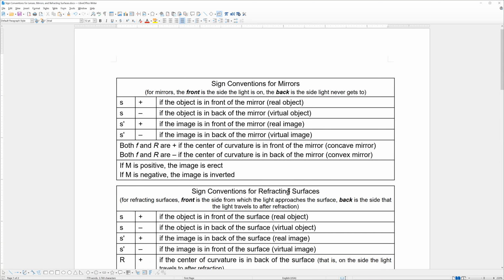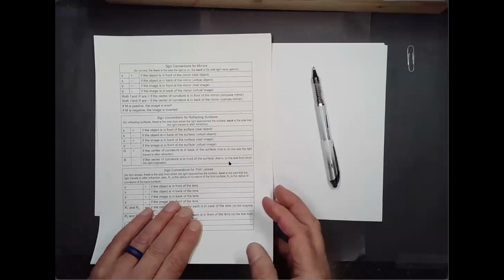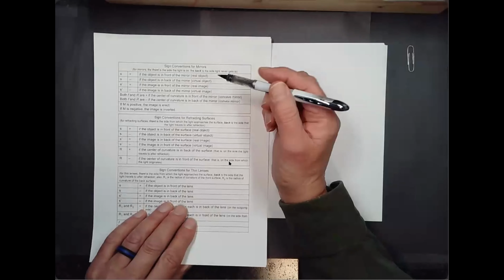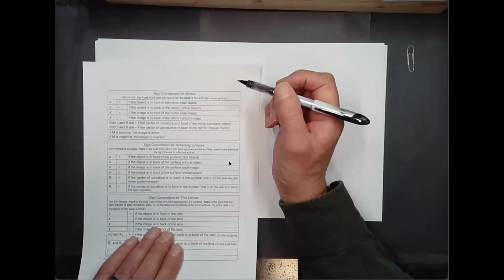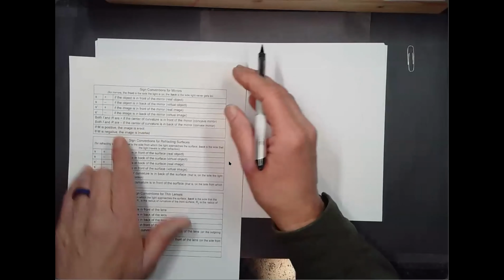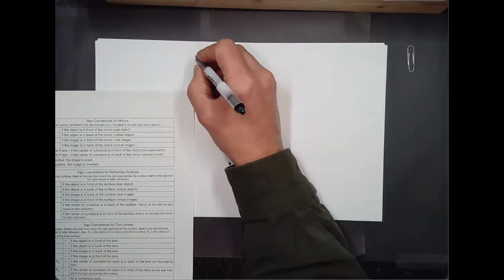Okay, let's switch our view back to the other thing. So for once, I'm going to remember to return to the visualizer. Okay. Let's see. Oh, sign conventions for mirrors. I want to talk about what f happens to be.